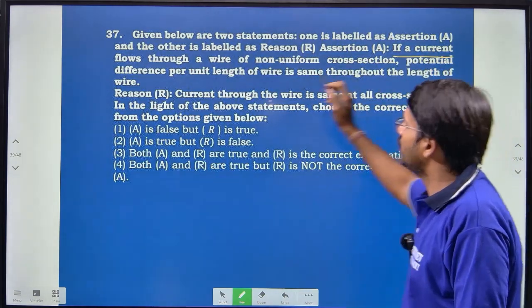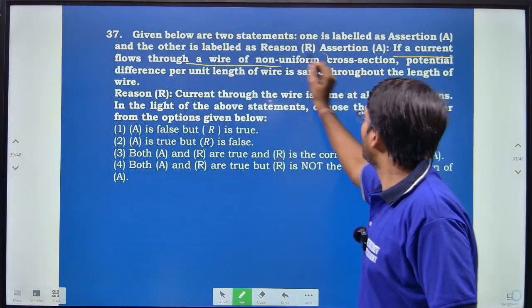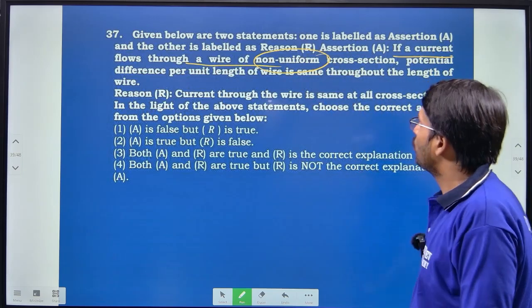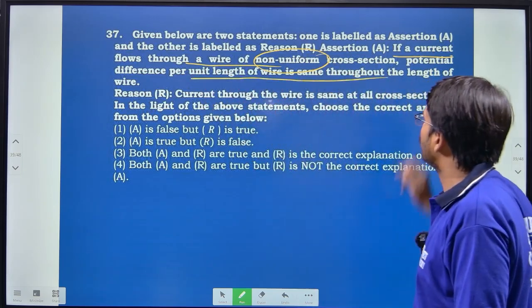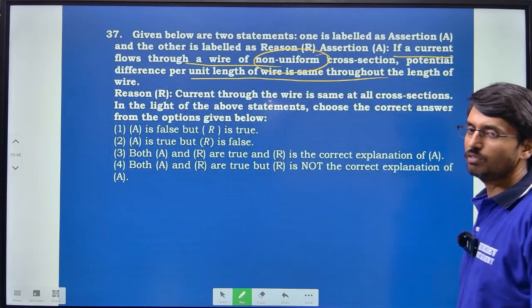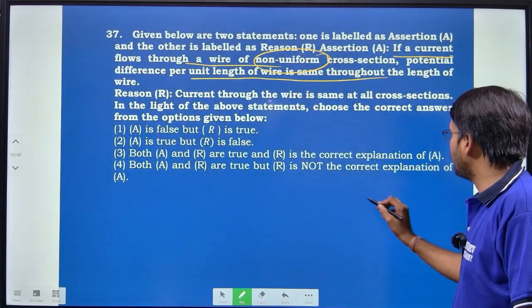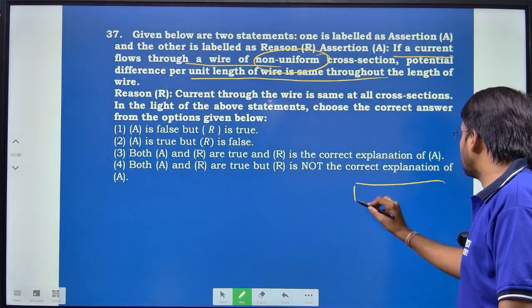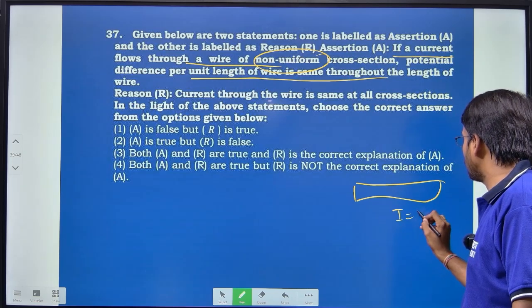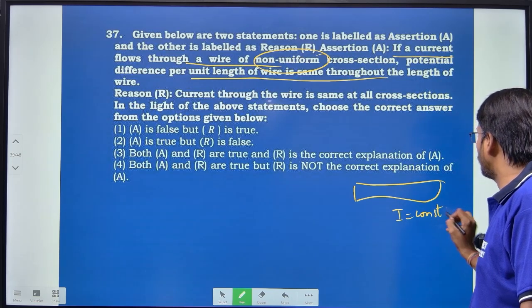If a current flows through a wire of non-uniform cross section, the potential difference per unit length of the wire is the same throughout the length of the wire. So what they have given is a non-uniform wire. We know that in any conductor, the constant is going to be the current.